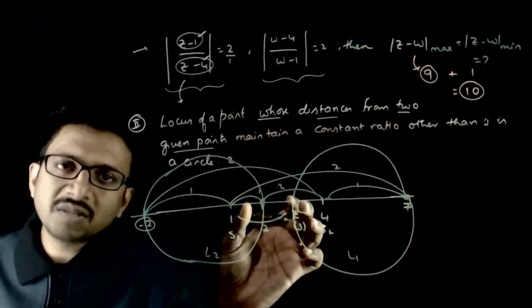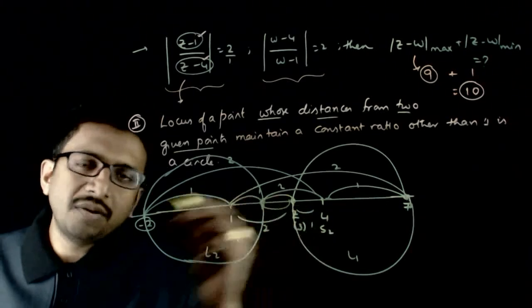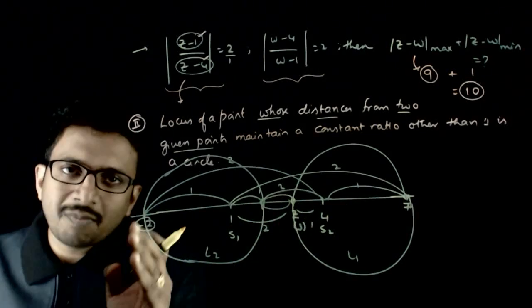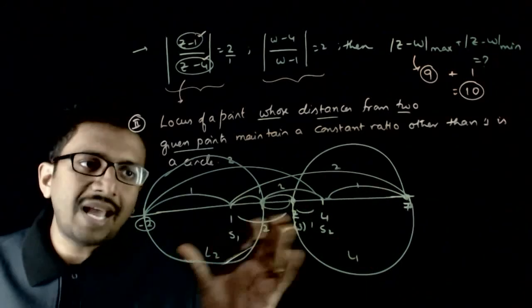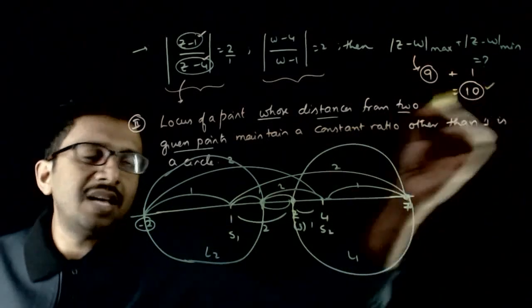What is the minimum distance between these two loci? It's 1 unit. What is the maximum distance between these two loci? -2 to 7 is 9. So 9 plus 1 is equal to 10 is the answer.